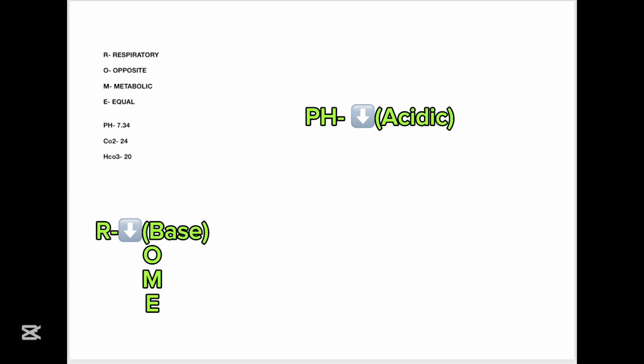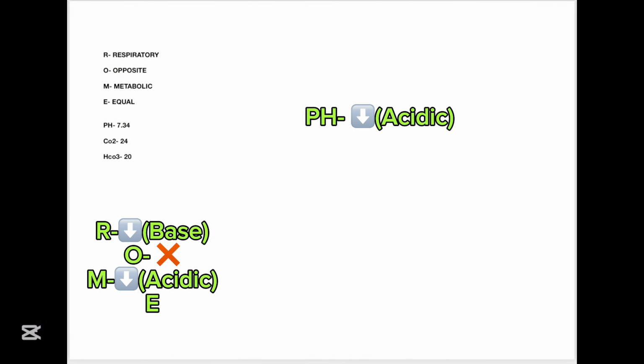Comparing the pH to the CO2, are they in opposite direction? The answer is no. So beside that O, put an X showing that this is not a respiratory imbalance. So looking at the HCO3 is 20, which is below the normal range. So beside the M, we could put a downward arrow. And also beside that M in brackets, we could write acidic because the client is losing that base, so the client is left with acid.